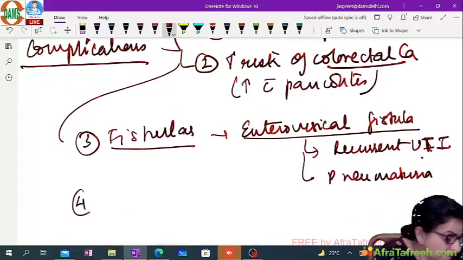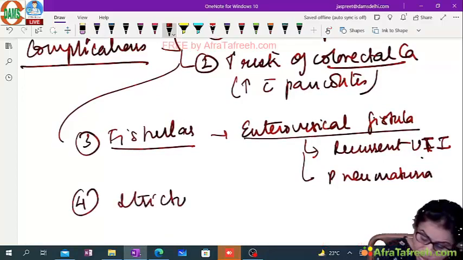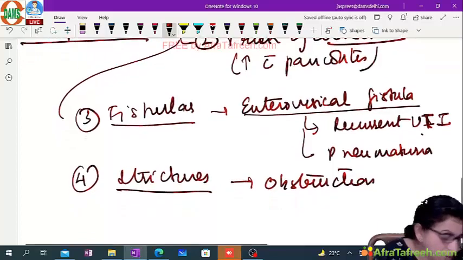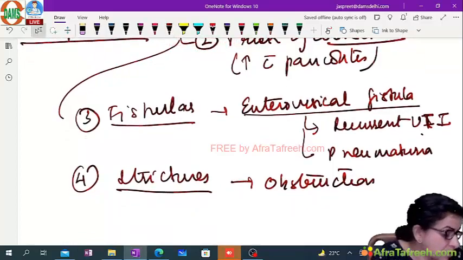Then fourth, they can also have strictures, which we have already seen. Strictures can cause obstruction.